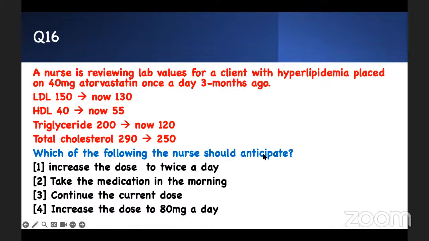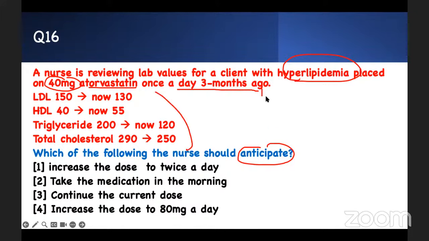Which of the following should the nurse anticipate? A nurse is reviewing lab values for a client with hyperlipidemia who is on 40 of atorvastatin once a day for 3 months. And then you have this lab value. So break it down. I take statin, 40 milligrams, for 3 months. You see, I rewrote the question. I'm taking statin 40 milligrams for 3 months, okay? And this is what I have.